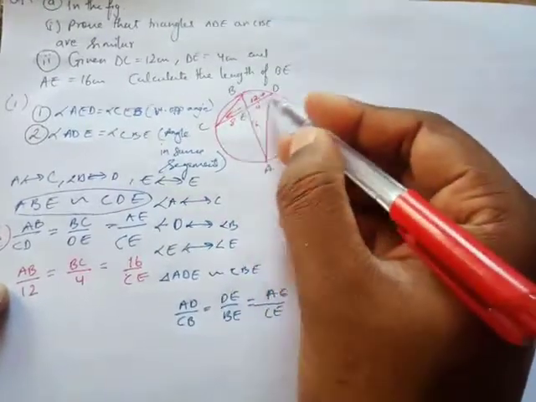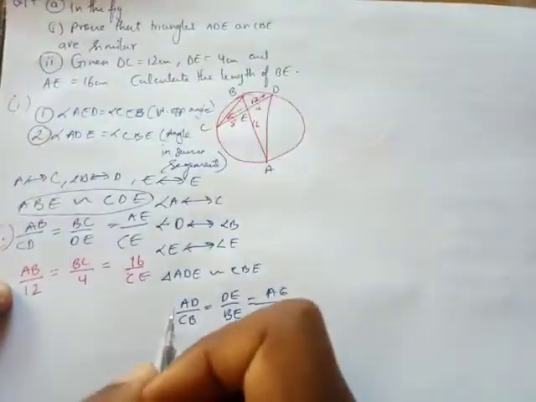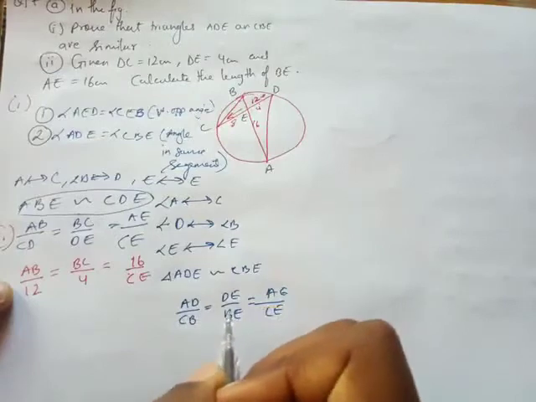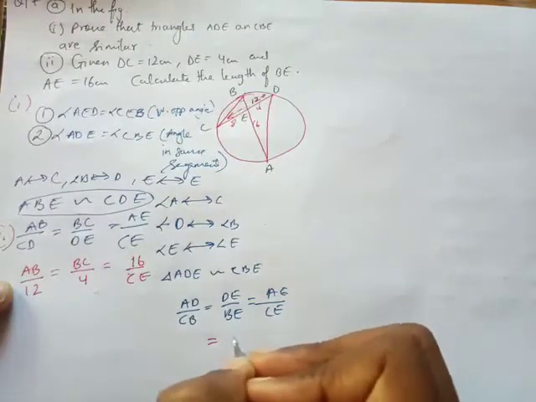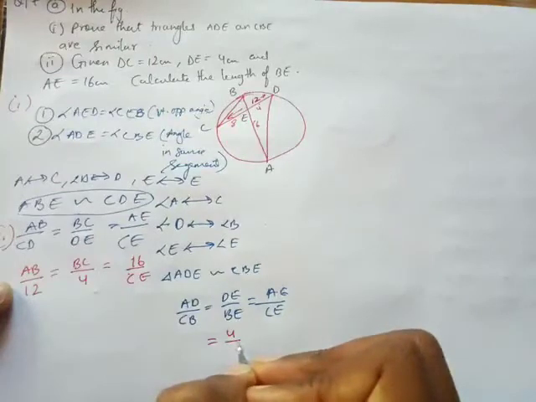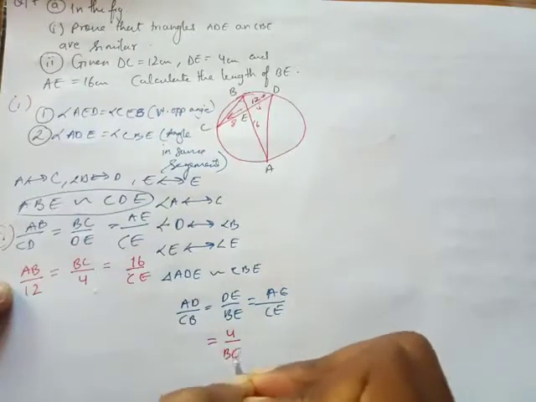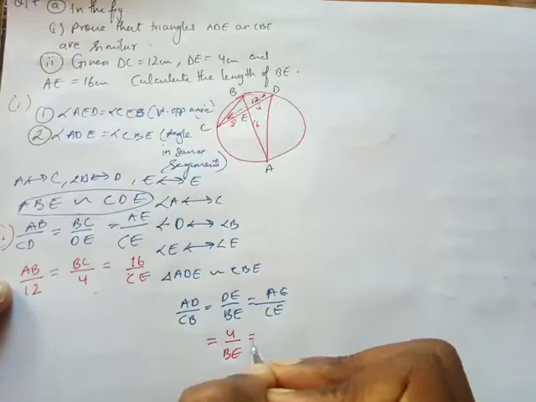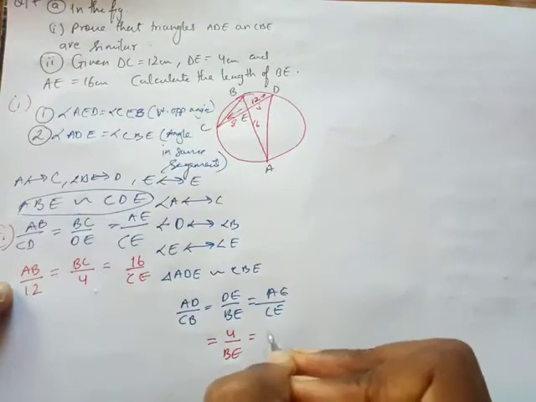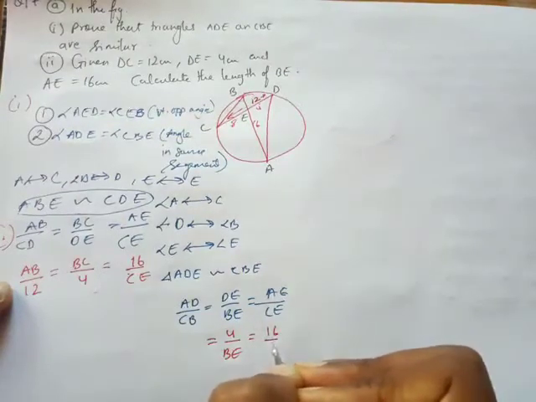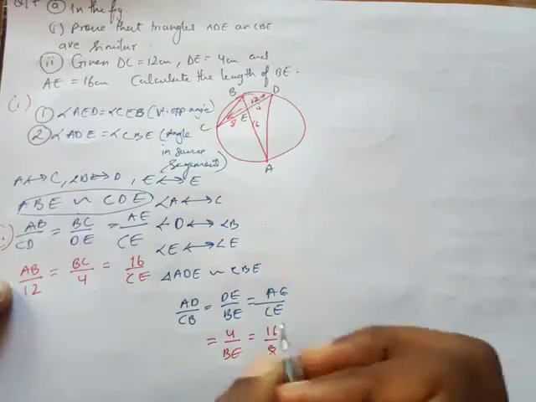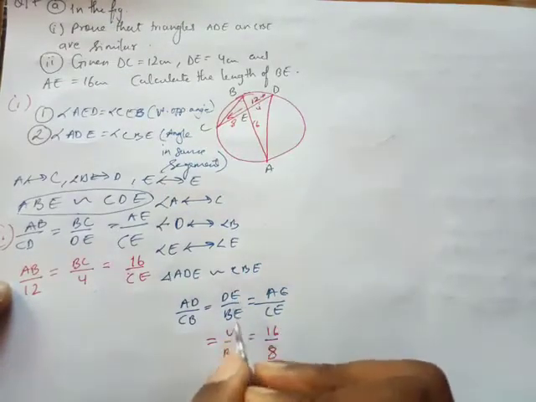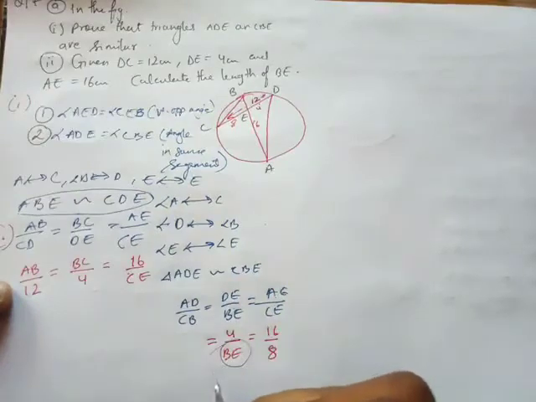So now I can look from here and just write it down. So what are the values given? DE is given to me. DE is 4 and BE I don't have, and AE is 16 and CE is 8. Okay, that's it. I have to find. So when I wrote down all the values, the only thing I have to find is BE.